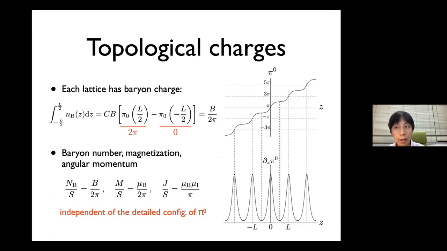So we learned that each lattice per unit area carries this baryon charge, the magnitude of the magnetic field divided by 2 pi. And similarly, we can obtain the expression of the magnetization and angular momentum in this way. And the important point here is that these values do not depend on the detailed profile function of the pion field. So they are just fixed by the boundary values. In this sense, these are topological charges.